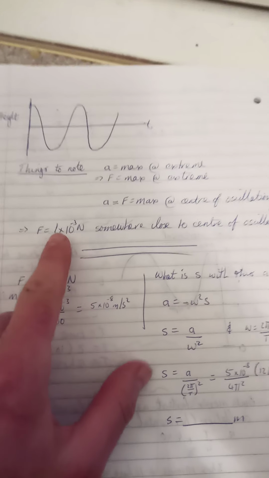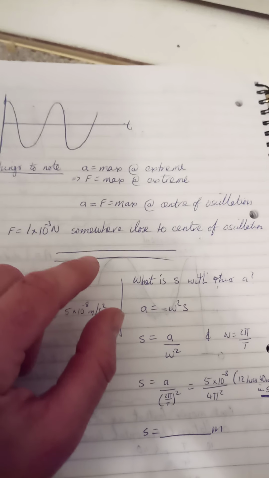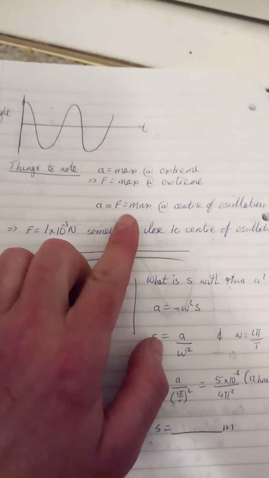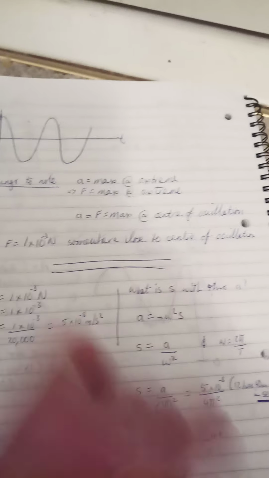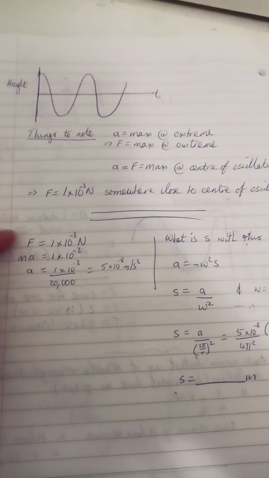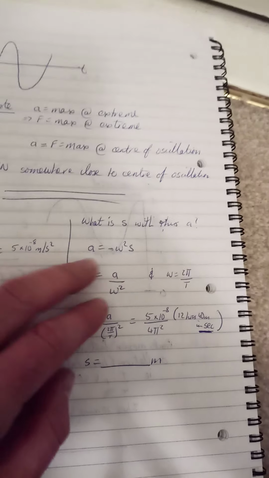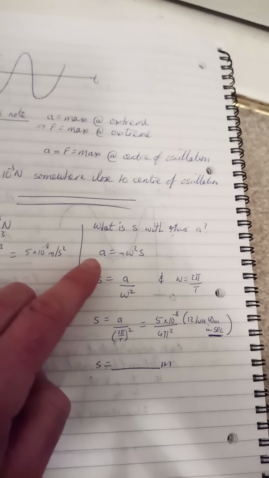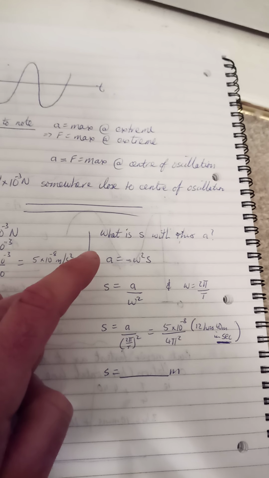The next one, find the two depths of the water where the force on the boat is 1 by 10 to the minus 3 newtons. So keep an eye here, look, maximum at the extreme, and it's also 0 at the center of oscillation. So that means that that force is somewhere near the center of oscillation. And we'll do the same thing as I suggested in the previous question. You've got your force is ma, the acceleration is equal to that. Now we're looking for the displacement with that acceleration. So a is equal to minus omega squared s. You can always use that for simple harmonic motion.